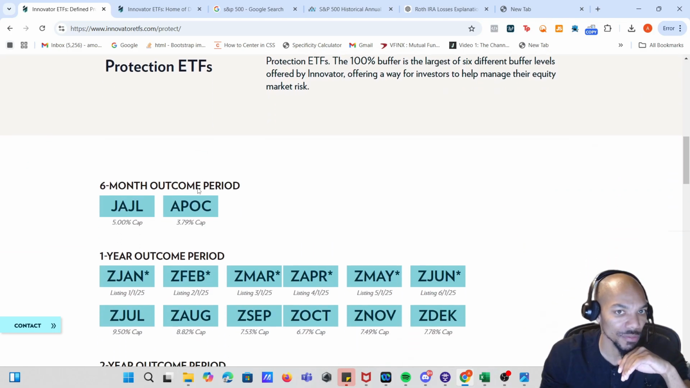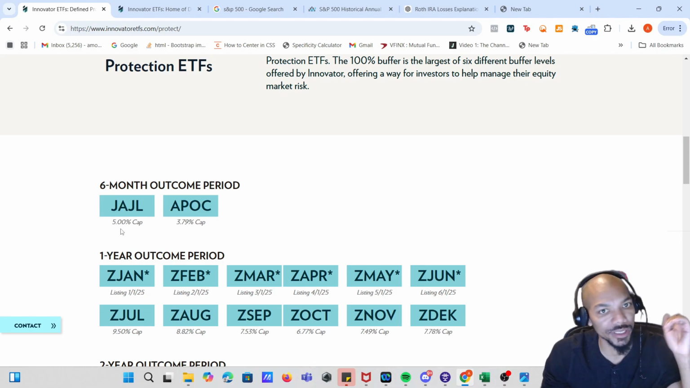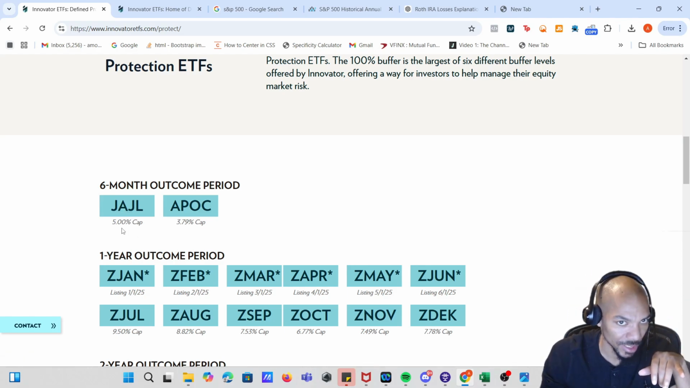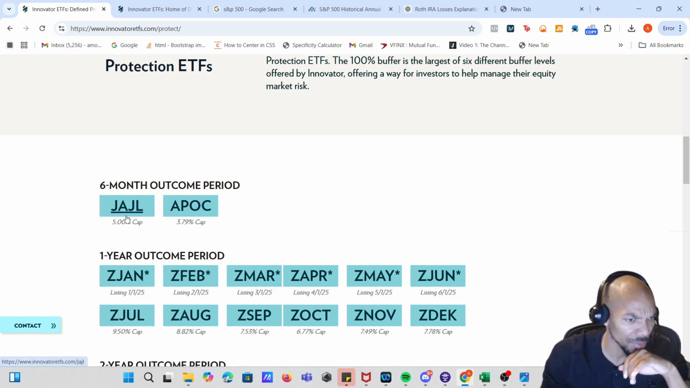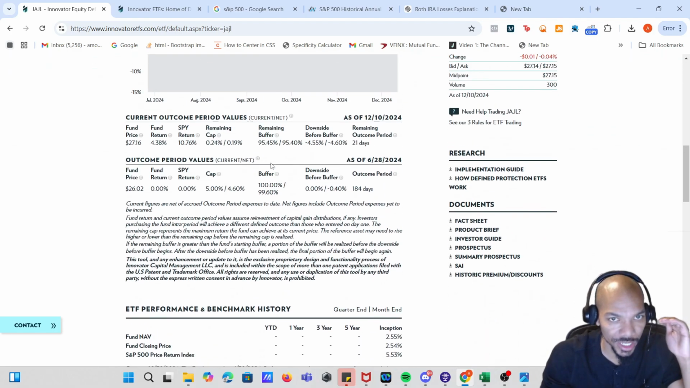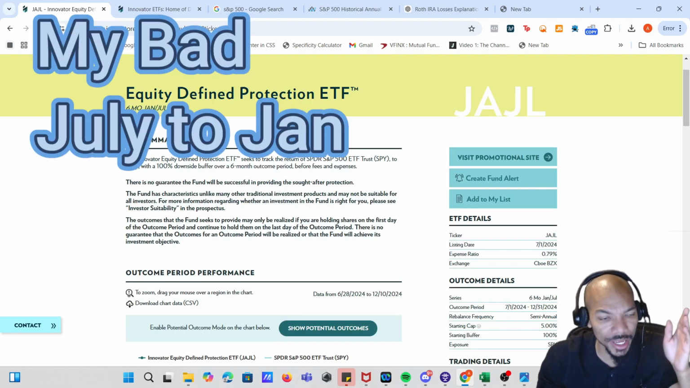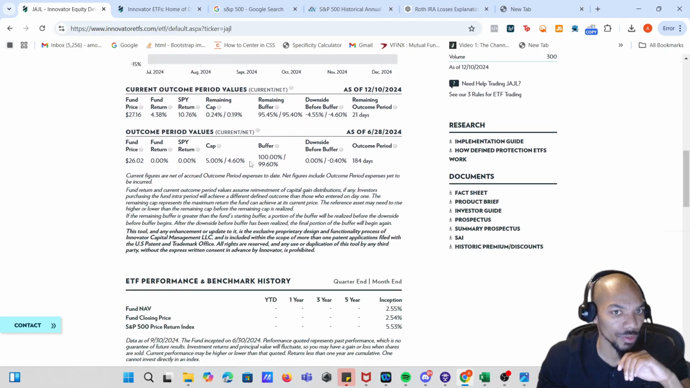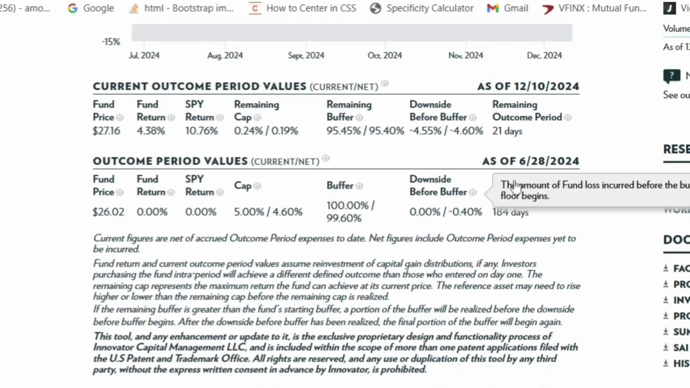For the 6 month one, they have 100% downside protection, but it's capped at 5%. And this one, I believe, was 6 months. It started in January to July. So this is how it would work if you buy it day one. If you bought it as of June 28th, I recommend buying these on the day of, simply because if you buy it midway, you have to factor in other stuff.